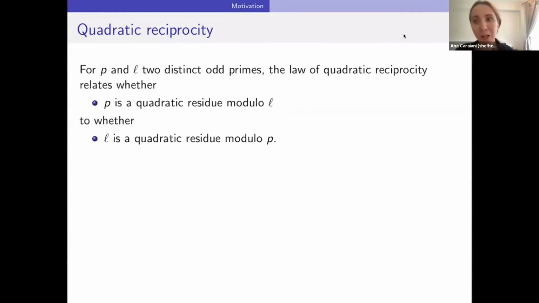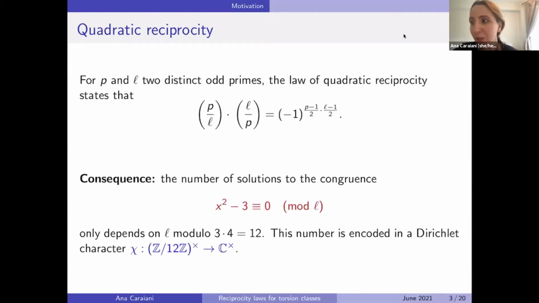So if P and L are two different odd primes, then the law of quadratic reciprocity relates whether P can be the last digit of a perfect square in base L, by which we mean that it's a quadratic residue modulo L, to whether L is a quadratic residue modulo P. And the precise relationship is this one.